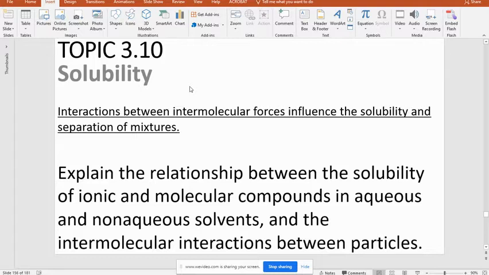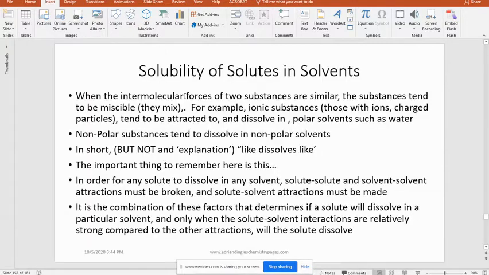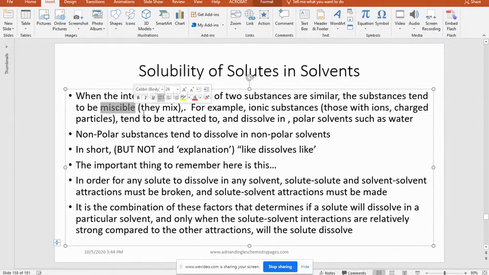We're going to talk about whether things are capable of being soluble, so they're able to mix together and form a solution. We've already touched on this when we were talking about polar and nonpolar and why they dissolve in one another, but we're going to continue talking about that here. So solubility in solvents: if the intermolecular forces of the substances are similar, they tend to be miscible. This is a common term that you'll see, miscibility. So they're going to mix together.